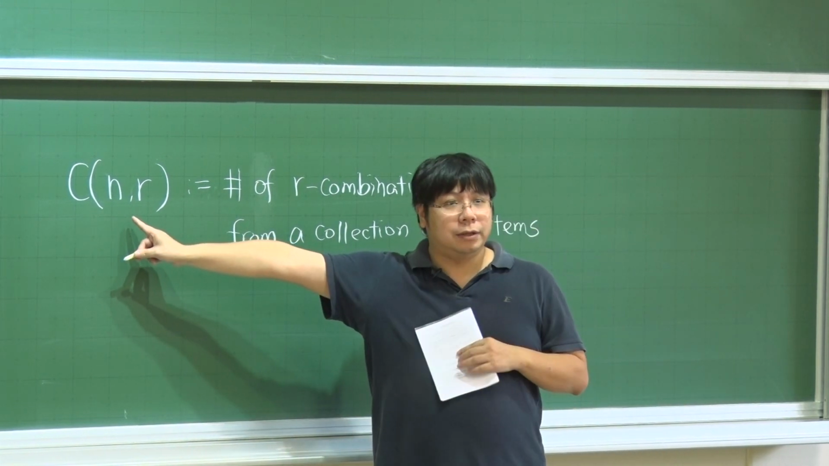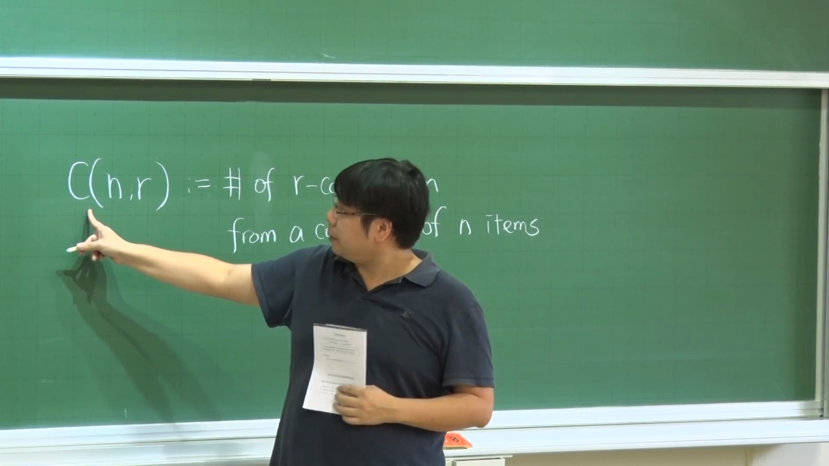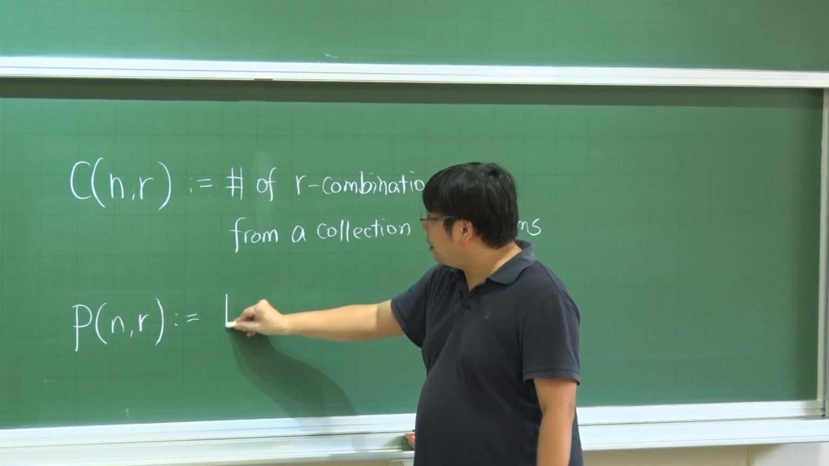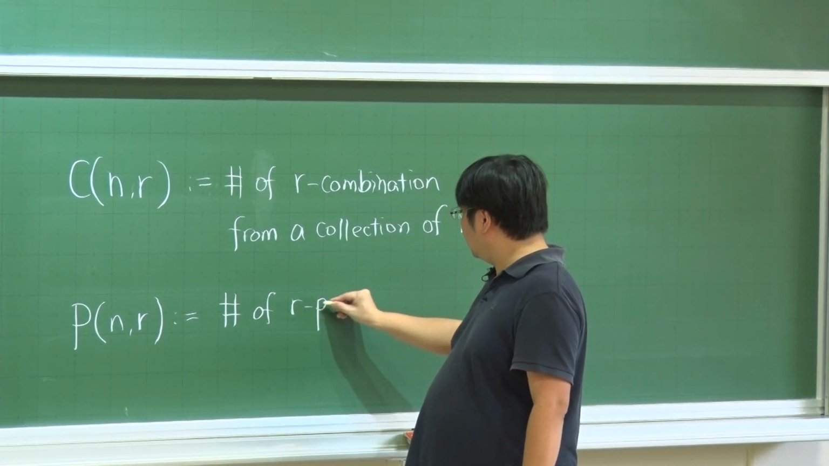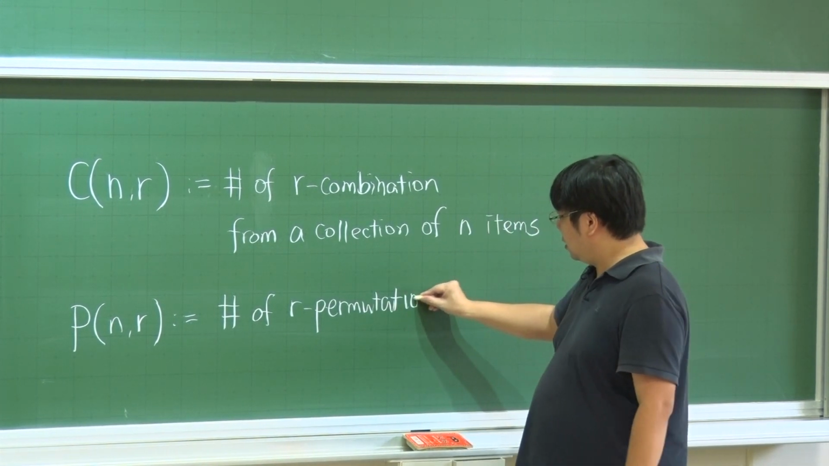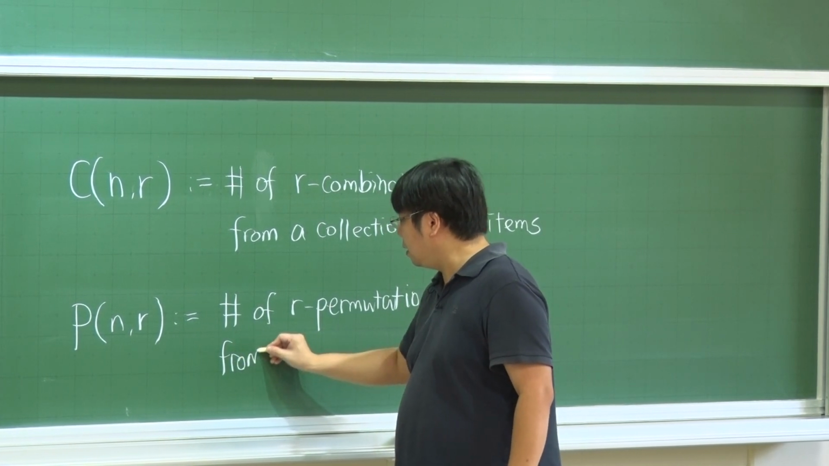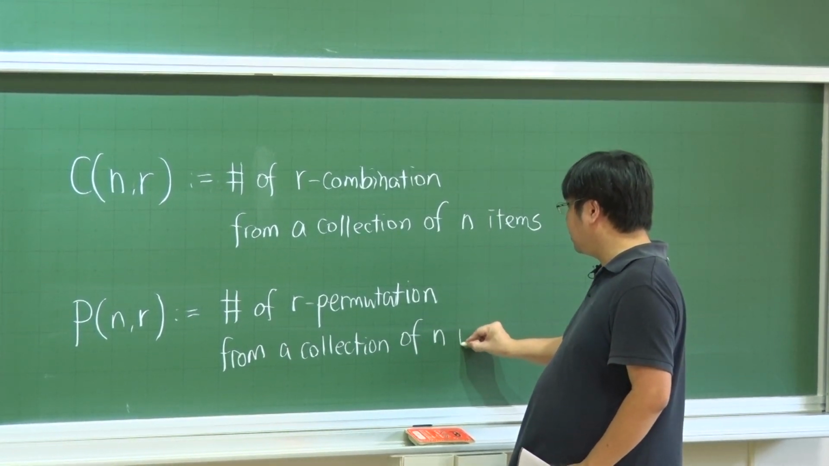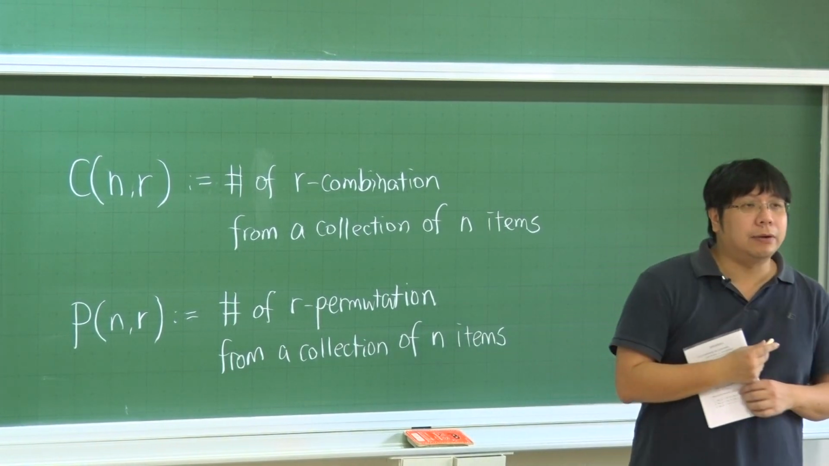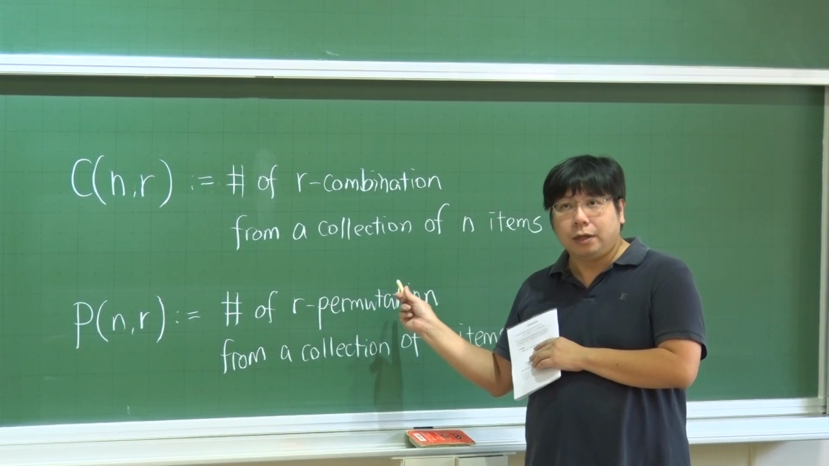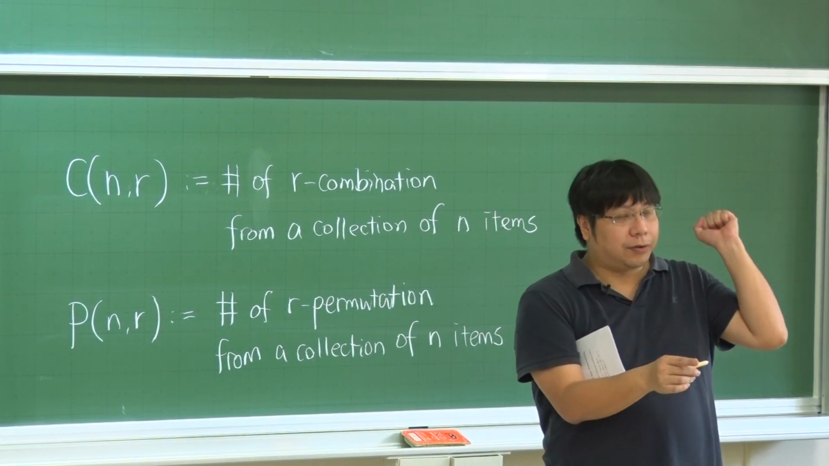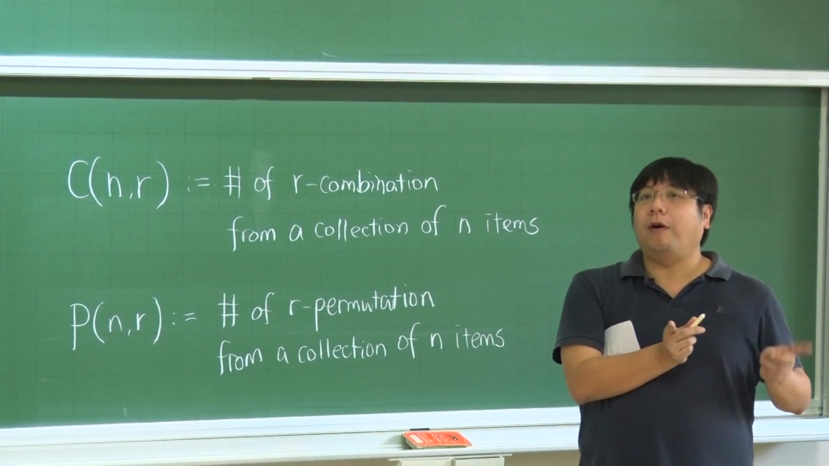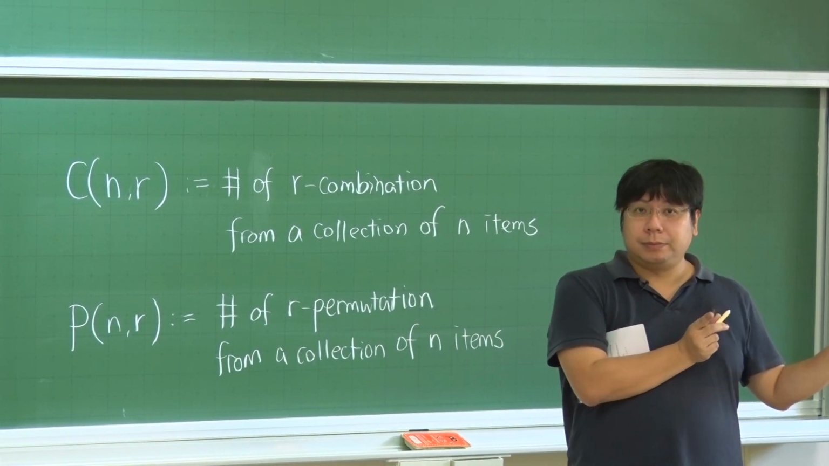So this is the notation C(n,r). The C is for combination. So similarly, we will define P(n,r). This is the definition. This is going to be the number of r permutations from a collection of n items. Okay, so P(n,r) is counting something different. P(n,r) counts r permutations, which means how many ways can we select r things from n items and then make arrangements to them. So how many different arrangements can we form when we select our items and then arrange them. Is that okay?